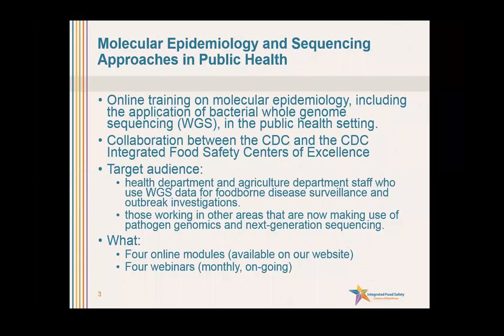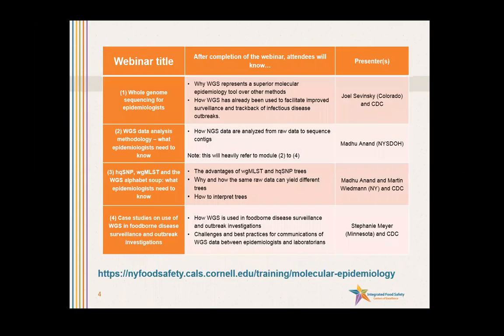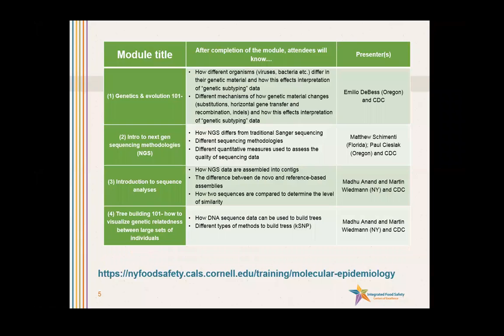The overall program includes 4 online modules that are available on our website, as well as 4 webinars, and this is the second webinar in this series. Here are the titles of the 4 webinars. The first one has already been posted and is available for people to watch. This is number 2, and then 3 and 4 are being scheduled for the coming months, and we'll provide you with more detail on those. The modules are listed here. These are short, about 20-minute modules that provide background that goes along with these webinars. And again, these are available on our web pages.